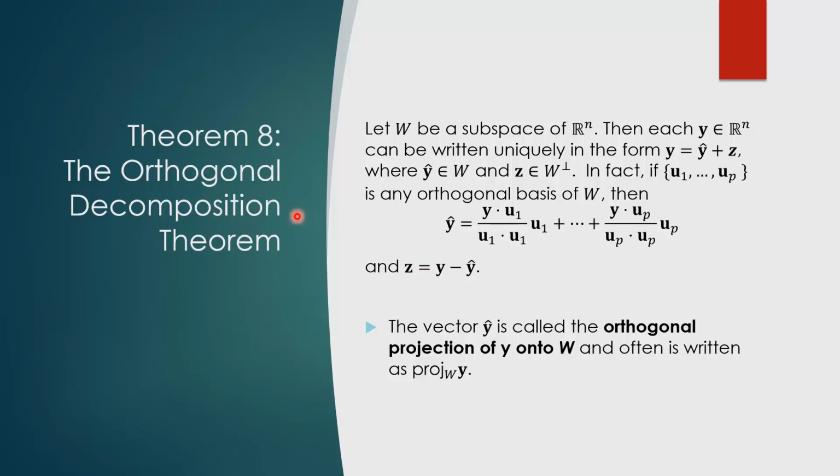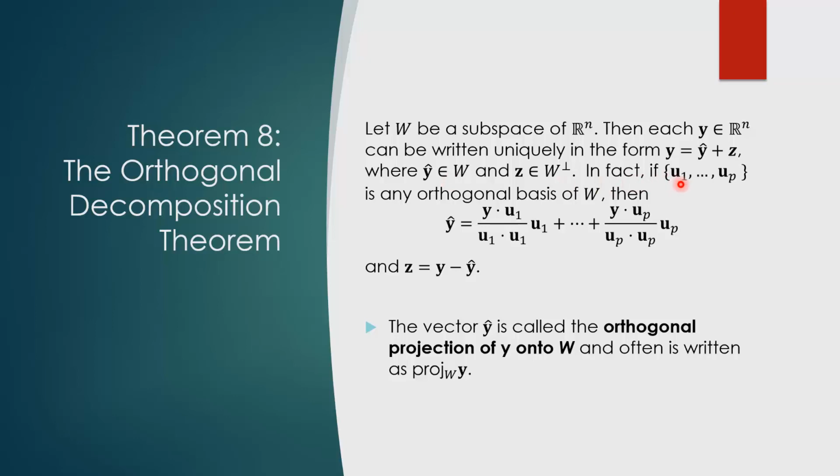Here is a theorem for the decomposition. We want to find an orthogonal decomposition. We're going to let W be a subspace of Rn. Then each y in Rn, which may not be in W, we can write uniquely in the form y equals y hat plus z, where y hat is in W and z is in W perp. So z is a vector that is going to be perpendicular to W.